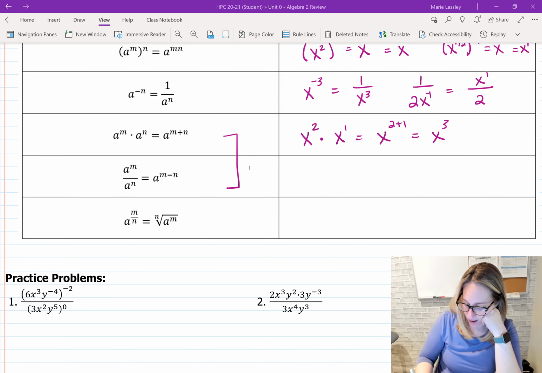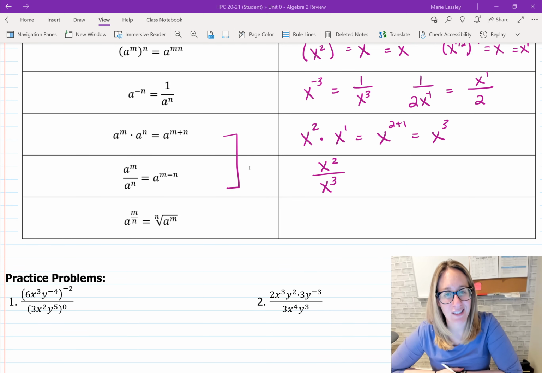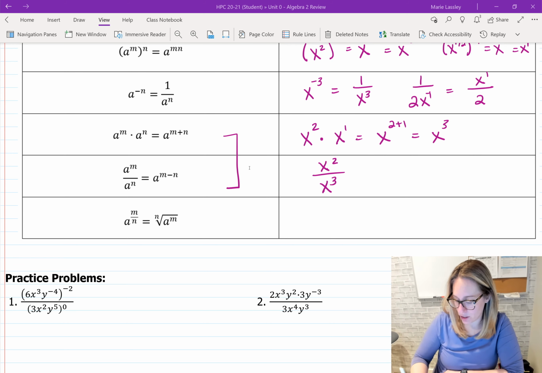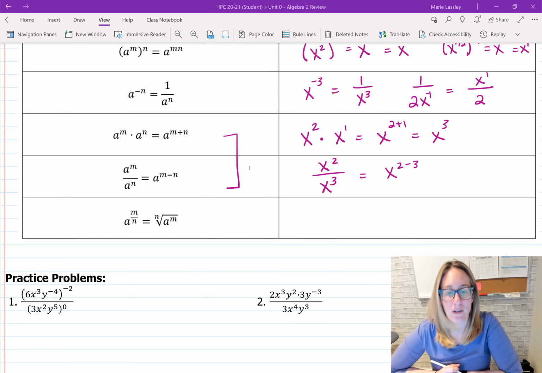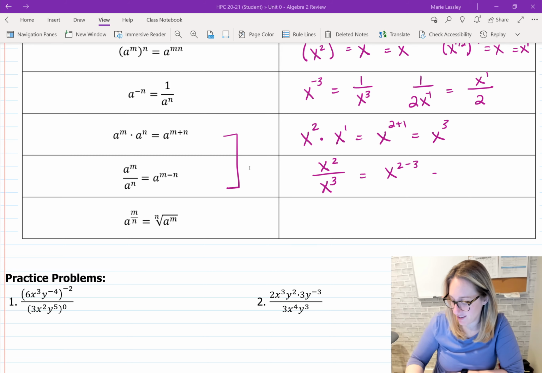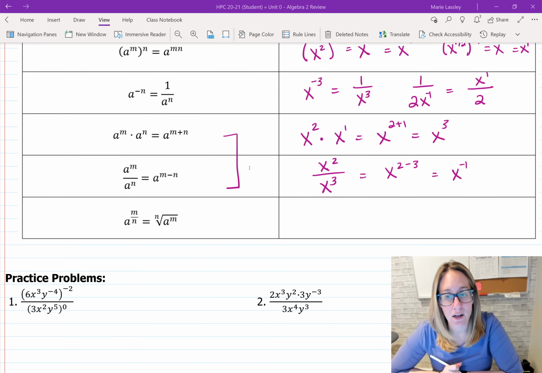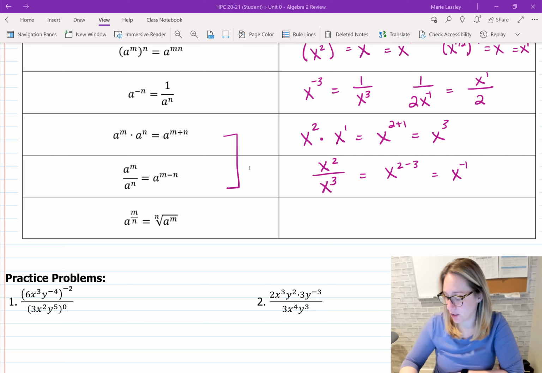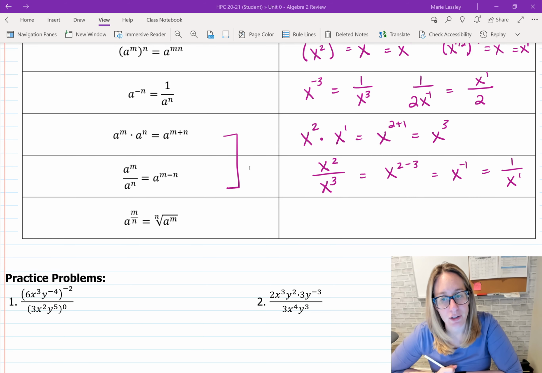So if I have x squared divided by x cubed, I gave us kind of a hard one for this, but that's okay. What you're going to do is say that's x to the power of 2 minus 3, so you subtract. The number that's on top is always the one that goes first. This is going to give me x to the negative 1, which, if we don't want negative exponents, we would write like this: 1 over x to the first, or 1 over x.